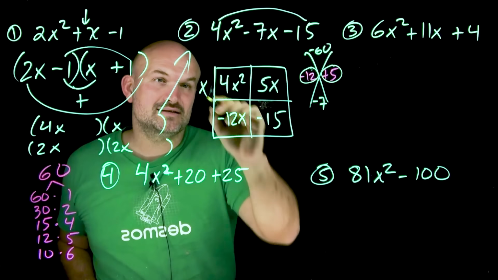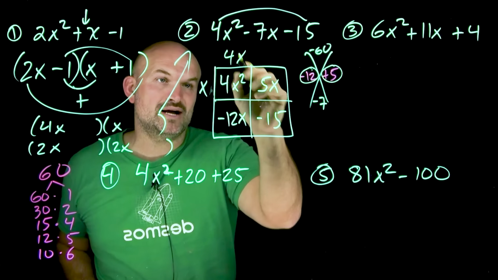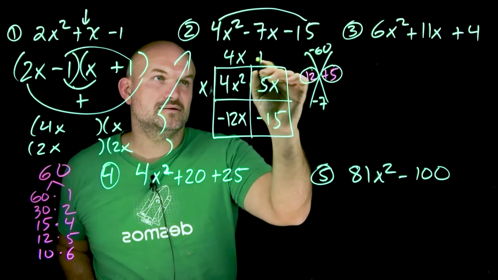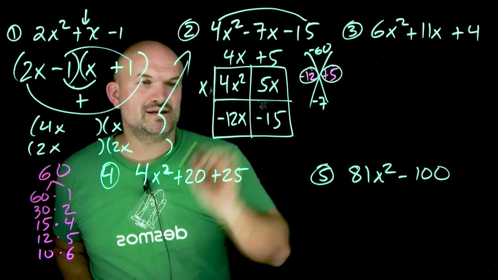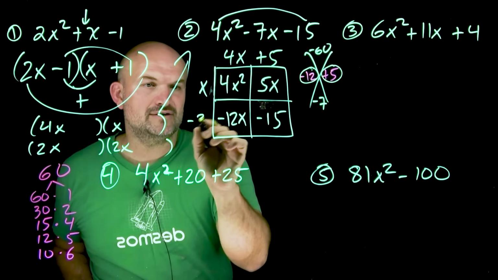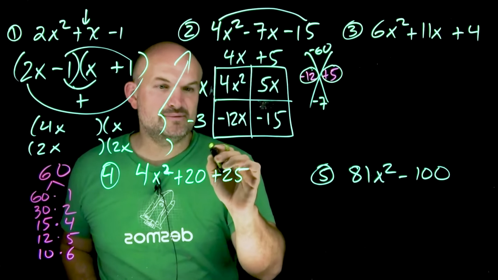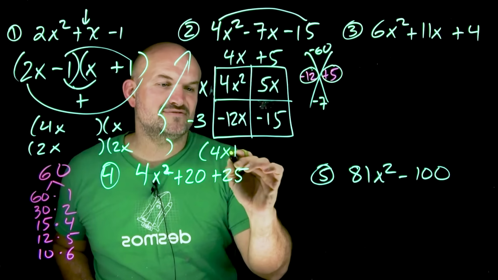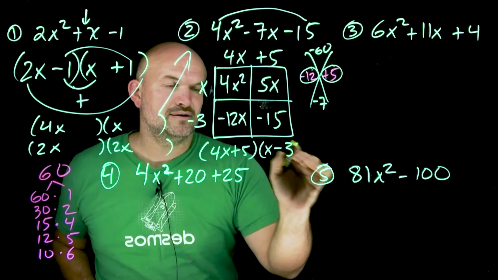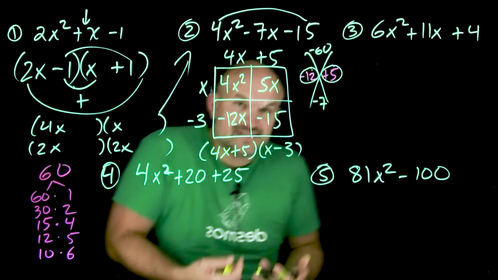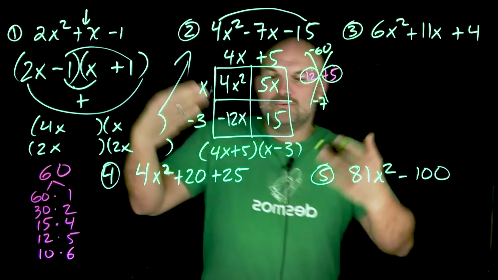But I could use an x, and then if that's an x, that means that's a 4x. x times what gives me a 5x? Positive 5. 4x times what gives me negative 12x? Negative 3. Ladies and gentlemen, that is going to be my answer right there. It's a 4x plus 5 times an x minus 3, right? Because remember, factoring is the process of finding the sides of your rectangle.